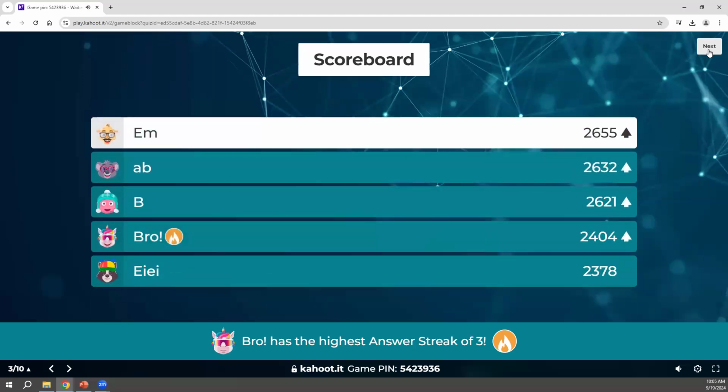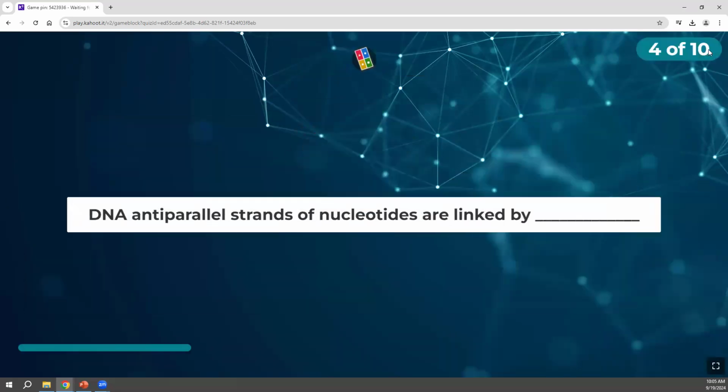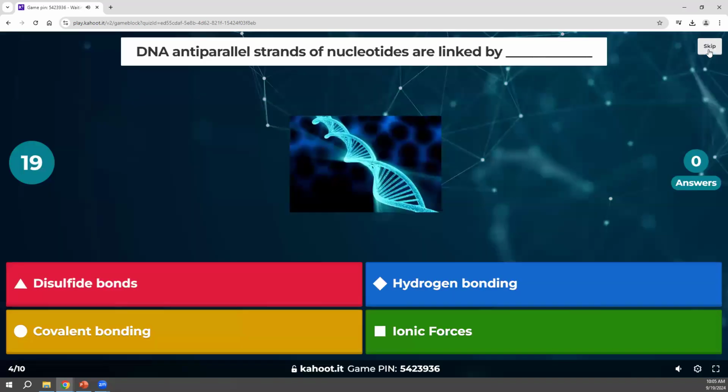I know that chapter is a lot, so I want to make sure we cover it well. All right, DNA anti-parallel strands of nucleotides are linked by, so I'm talking about the strands of the nucleotide. This strand of nucleotide, that strand of nucleotide, how are they linked together?